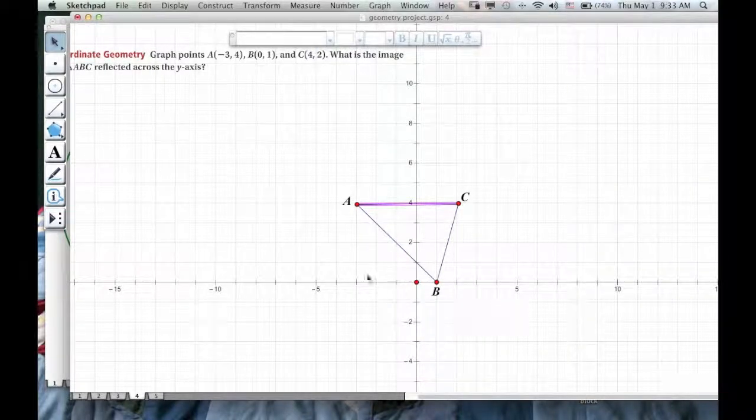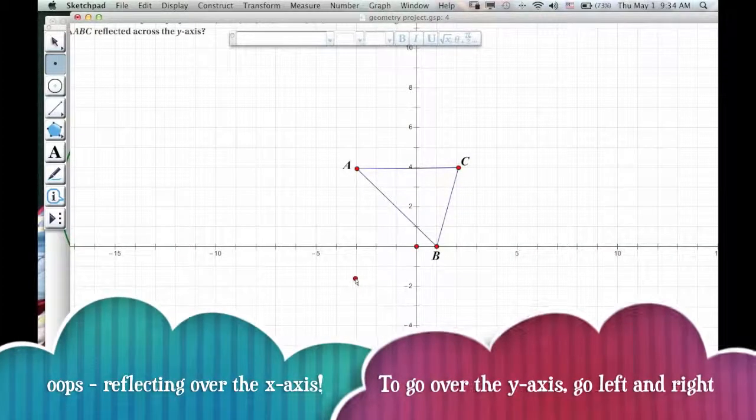Point A is 3 units away from the y-axis. So you keep going 3 more units to the right to reach A prime. Point A is 3 units away from the line of reflection, so you go 3 more units towards the y-axis to reach A prime.